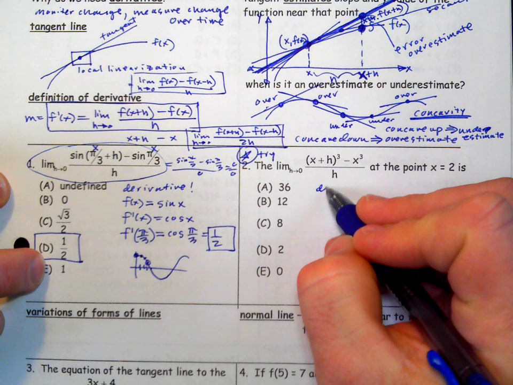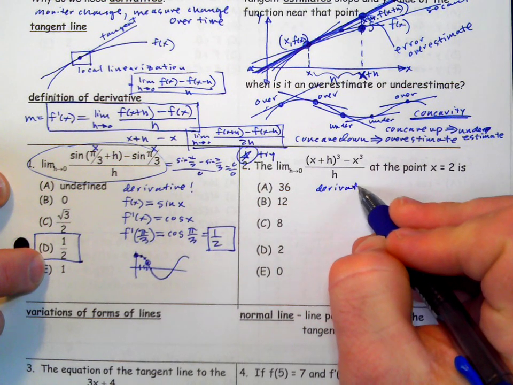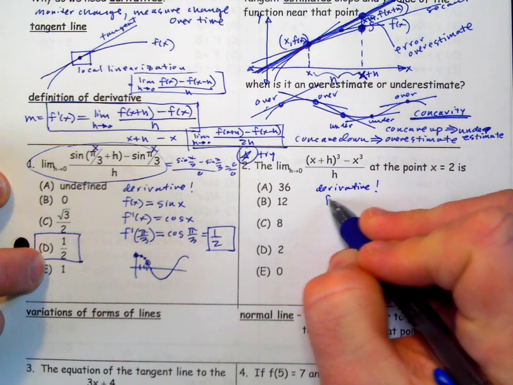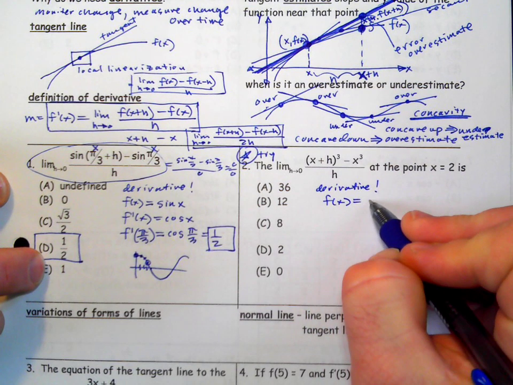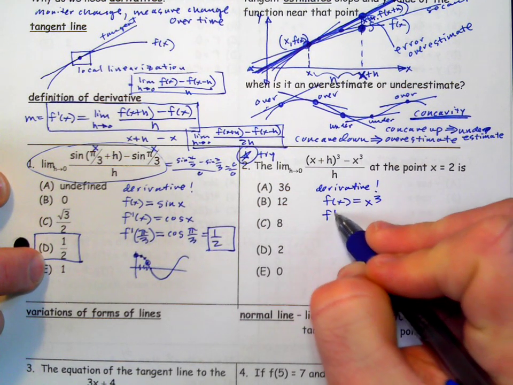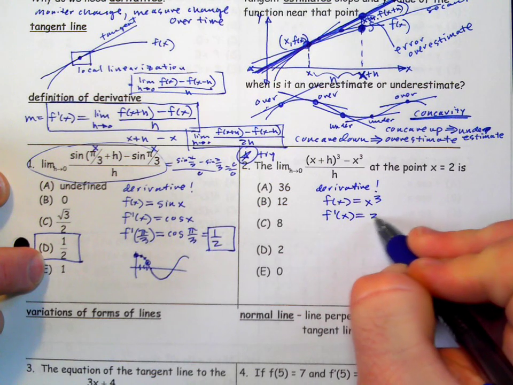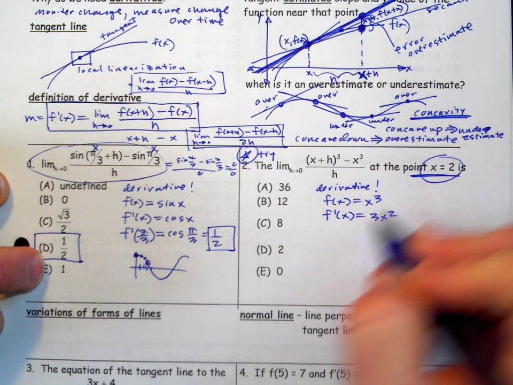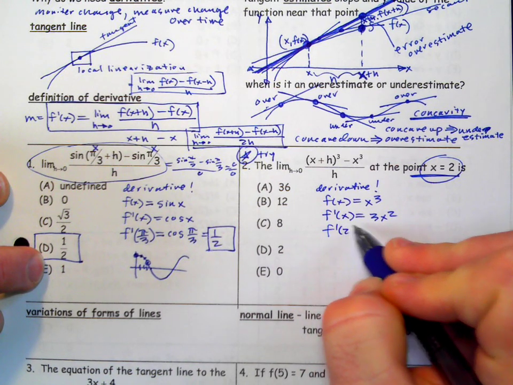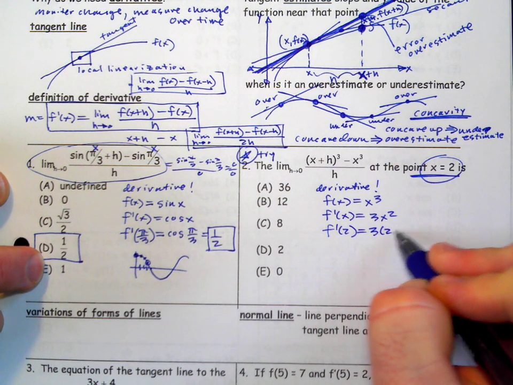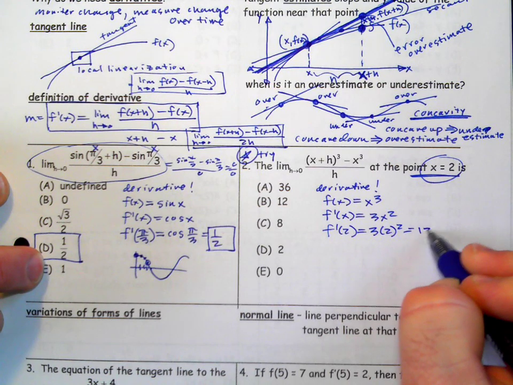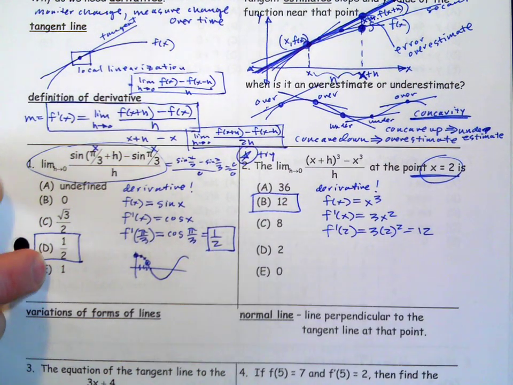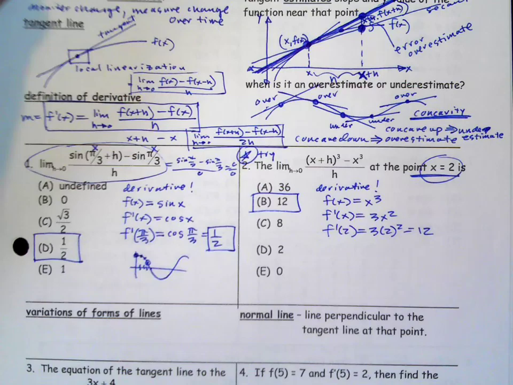Let's see, that's a derivative. Not that you have to write this, but it's a derivative. What's the function? The function is x cubed. What's the derivative of x cubed? 3x squared. And then they tell you separately to evaluate it at 2. So then we're going to plug 2 in after we've taken the derivative. And we get 12. So, all right.